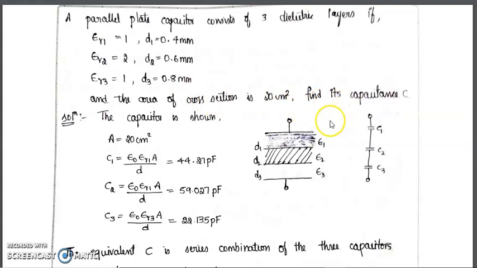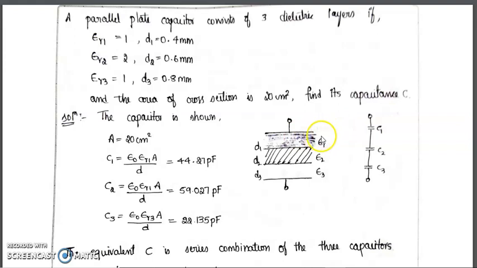We have to find the total capacitance. If you draw this arrangement, there are two plates, and in between the plates you have placed three dielectrics. The first dielectric has a thickness D1, the second has a thickness D2 and the third has a thickness D3. The first dielectric has a relative permittivity of 1, the second has a relative permittivity of 2, and the third again has a relative permittivity of 1. All the dielectric layers are parallel to the plates.